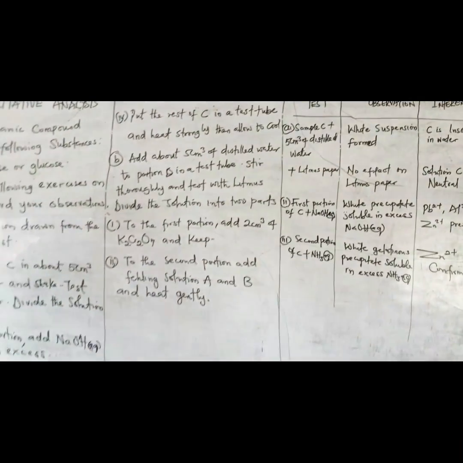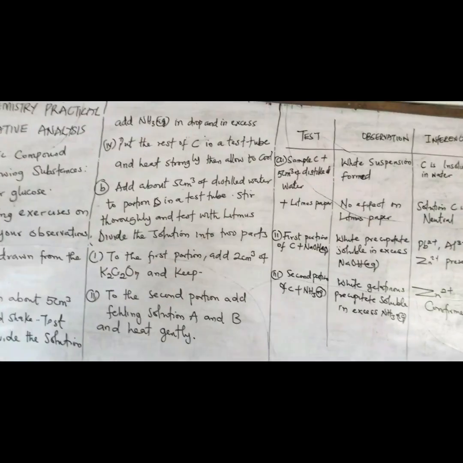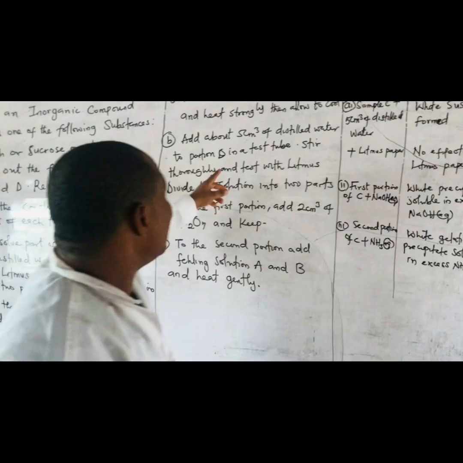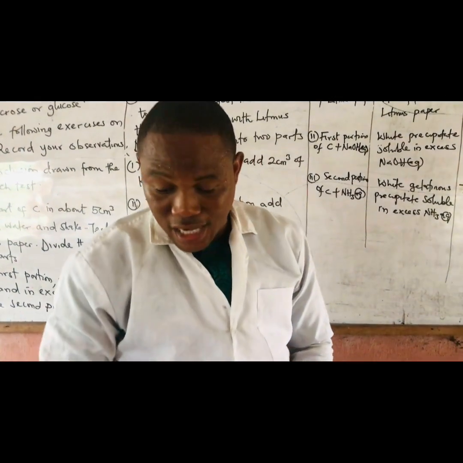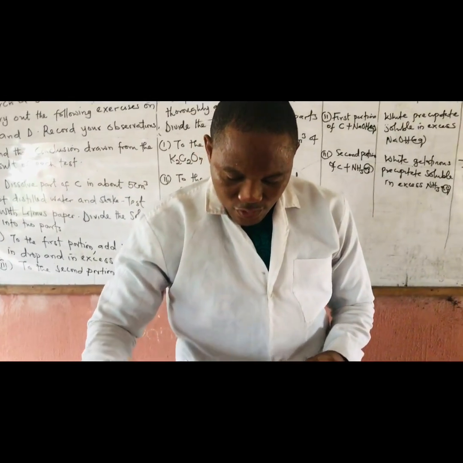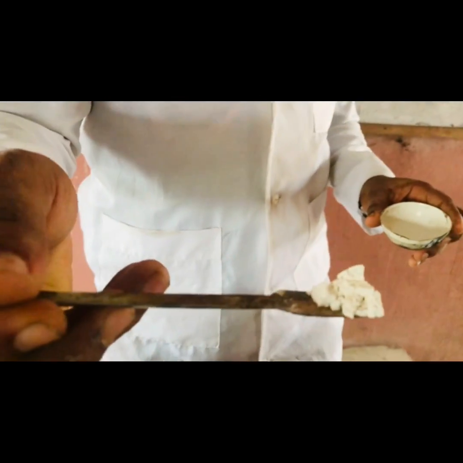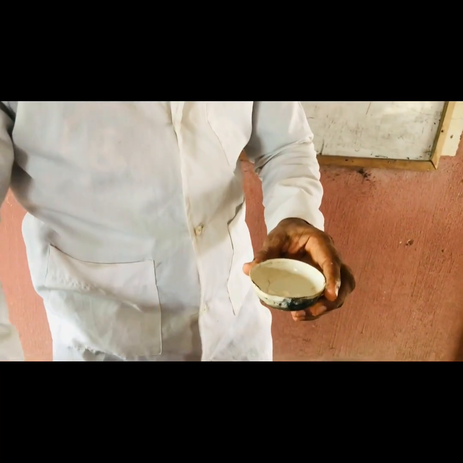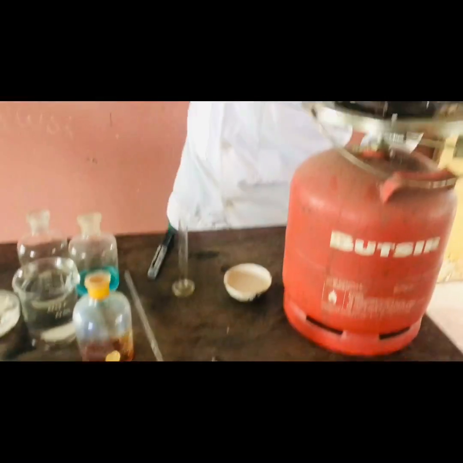So they now said put the rest of C in a test tube and heat strongly. So we are done with this. Very important. And that's the reason why I said it's simple. What you are seeing, you'll be recording. So let me put it in an evaporating dish because I need to heat it strongly. Let's see the color before we put it there. White, right? This is white. So let's put a little. We can see that now. White. So let me heat strongly while we continue with other tests.